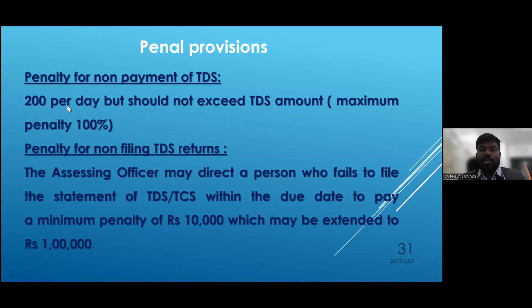When you deduct the TDS and do not pay, then it is 200 per day, but it should not exceed the TDS amount. Suppose your TDS amount is 1,000 rupees, the penalty should not exceed the TDS amount.